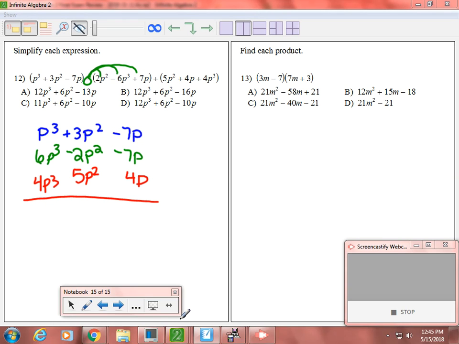So I have 11p to the third. And because it's multiple choice, you don't even have to go any further than that, and you know that it's going to be C. Finding the product of this is just how to FOIL. So you can write it all out if you want.